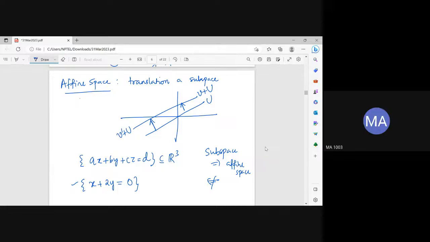This cannot be parallel to any other line other than this, right? You pick any other line, it's not going to be parallel to this. Yes. So the underlying subspace is unique.